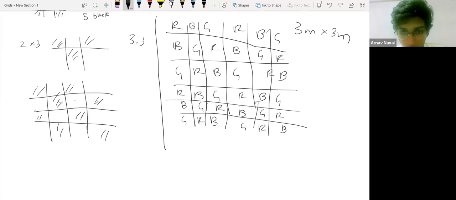Yes, so this is the coloring. The good thing about this coloring is that if you have any tile of 3 by 1, by tile I mean something like this.